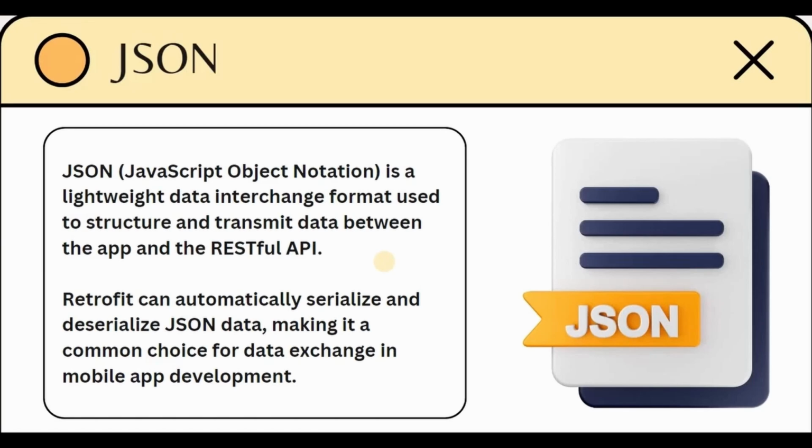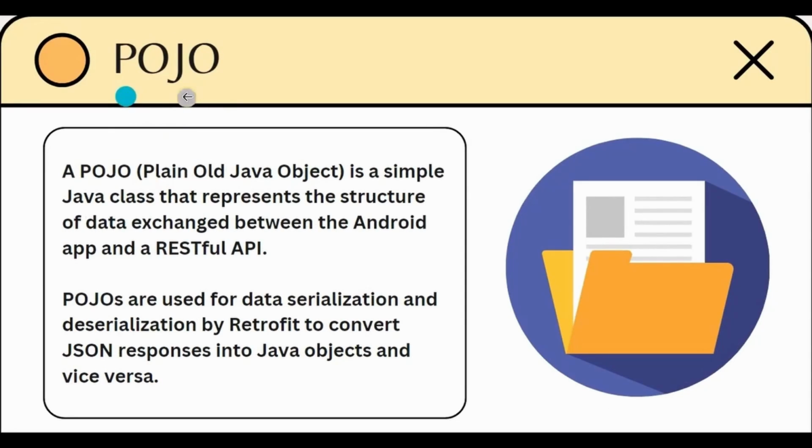I repeat, Gson, not JSON. We will add Gson dependency in Android Studio that will help us to convert it. Got it? That converted data will be our POJO class, that is plain old Java object, or simply you can say a data class. Now let's have a look at API.